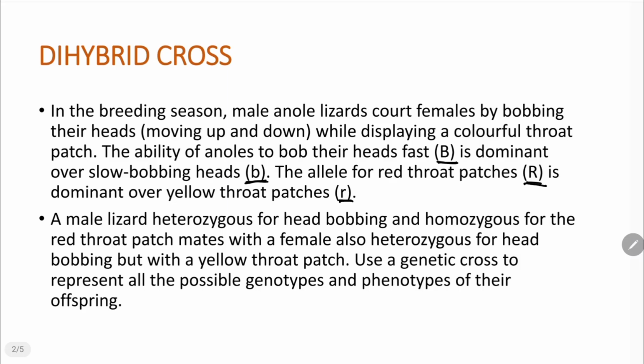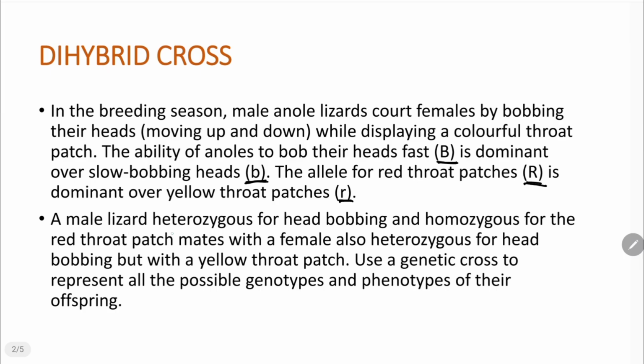So, if we try to analyze this example, here we are dealing with the inheritance of two traits at the same time. Number one, it is the speed at which these anoles bob their heads, and two, it is the color of the throat patch. So it is two traits that are being inherited at the same time, right? Fast bobbing, capital letter B, slow bobbing, small letter b, red throat, capital letter R, and a yellow throat patch is small letter r. Let's read further.